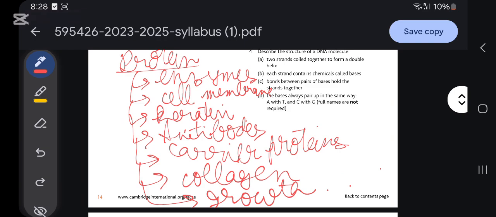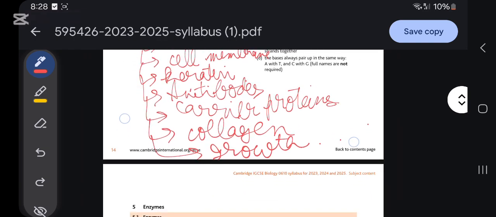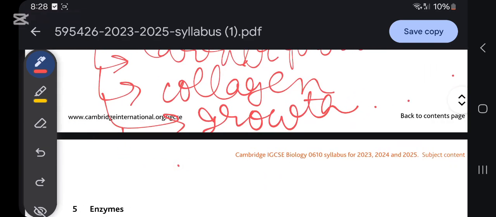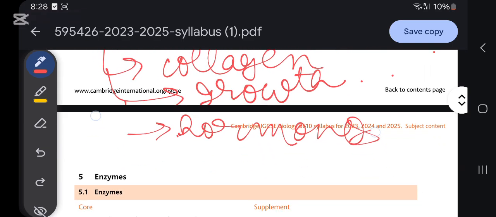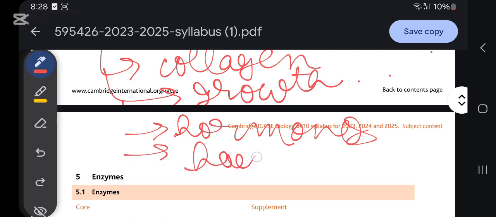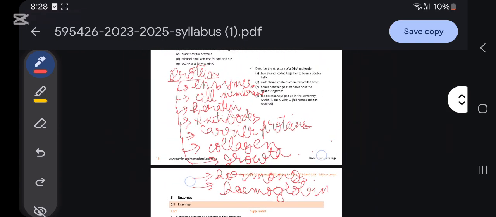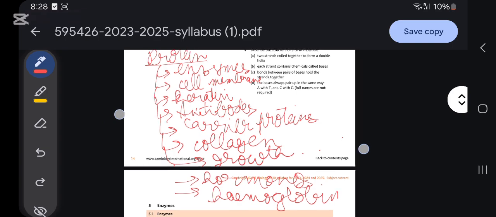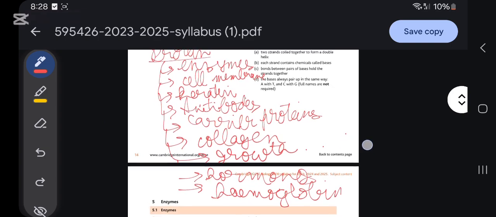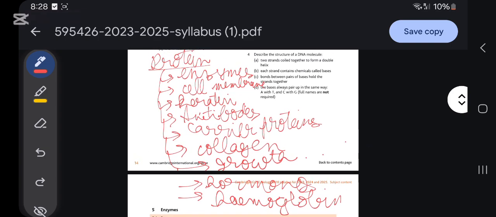So these are some uses of protein: enzymes, cell membrane, collagen, keratin, hormones. I think I missed hormones. And it's also in hemoglobin, by the way. Hemoglobin, antibodies, enzymes, all these are uses of protein. These all are made up of proteins.